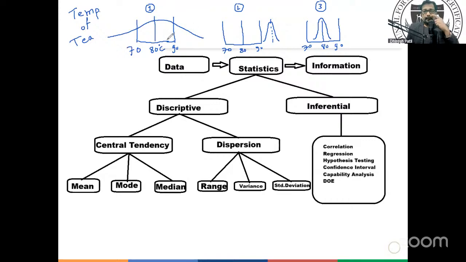So here, understand this. Here, the first process having huge variation. So the spread is very high. Even though the mean is matching with the target of 80, the center, the mean is matching with the target, but the variation is very high. When I say variation, I am talking about dispersion. When I say mean, I am talking about the central tendency. Where is the center of the data? And both parameters are very important.